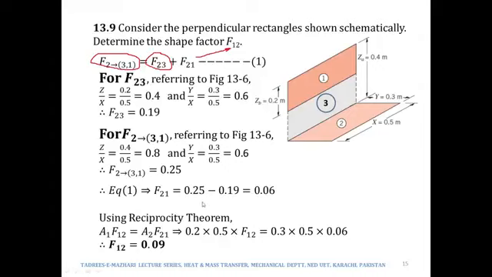Now using reciprocity, we know the areas of A1 and A2. We will get the value of F12 as 0.09, or 9%. It means that 9% of the radiation leaving 1 will be incident upon 2. Do you think that F13 would have any value? F13 won't have any value. Radiations would leave 1 and be incident upon 2, and they would also be incident upon other surfaces which are not numbered over here. So the value of F12 that we get is 0.09, meaning 9%.